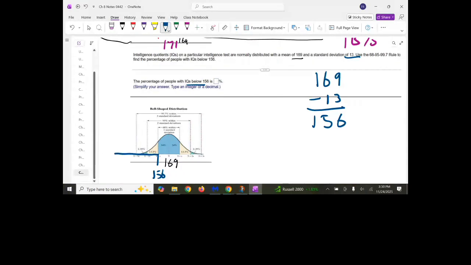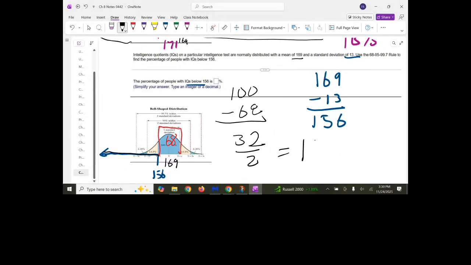We are looking for everybody over there. Just like we did before, y'all, everybody within this box is 68%, right? So the whole thing would be 100. We're going to subtract 68. That's going to give us 32. We're going to find the lower half. So all we got to do is take 32 and divide it by 2. And again, y'all, we should still get 16.